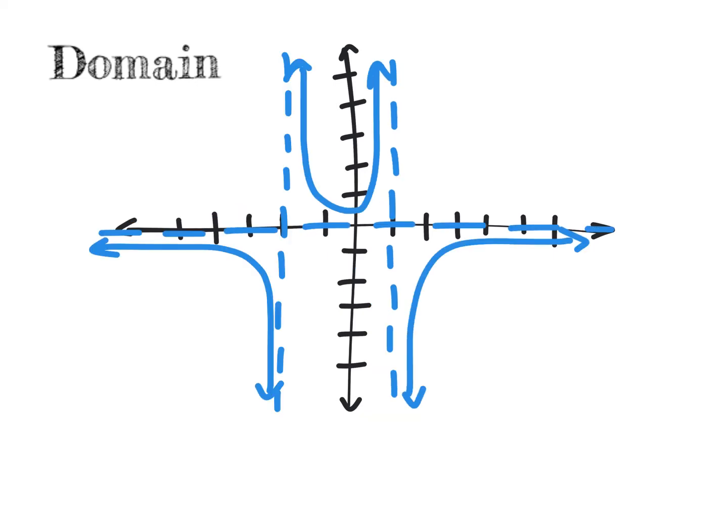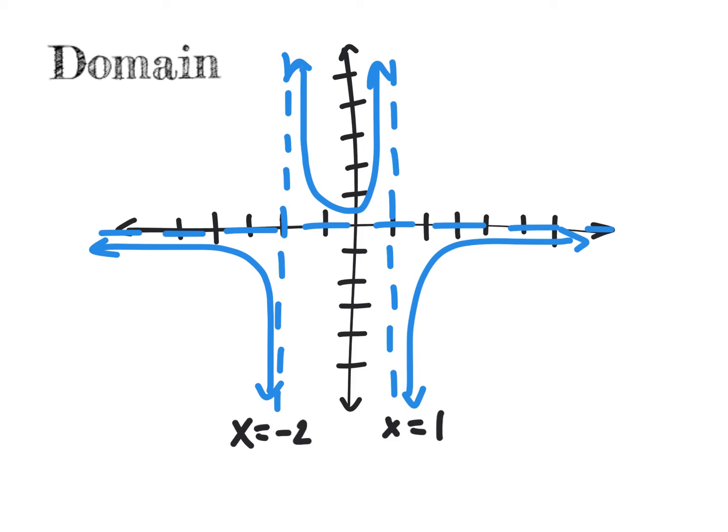Notice how here we have two vertical asymptotes, one at negative 2 and one at positive 1. So what does this say? It means that everything on the graph is going to exist except for these two x values. These are the two x values that I'm interested in not existing in the graph.